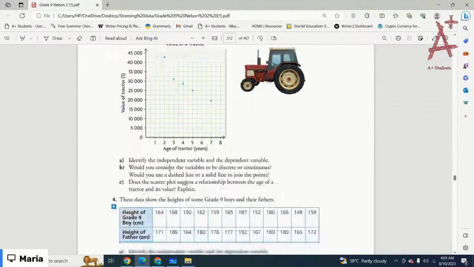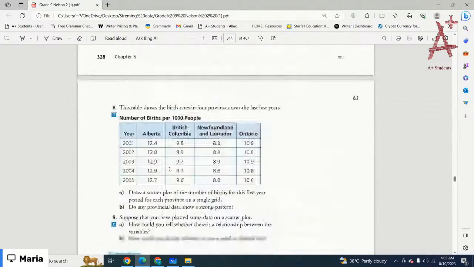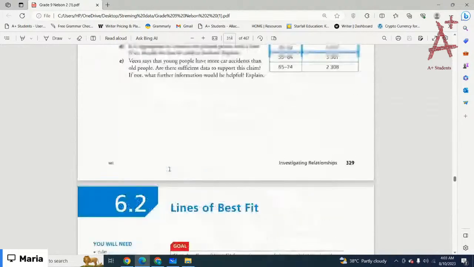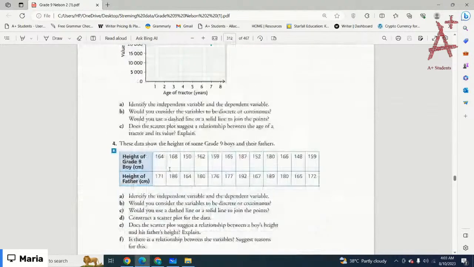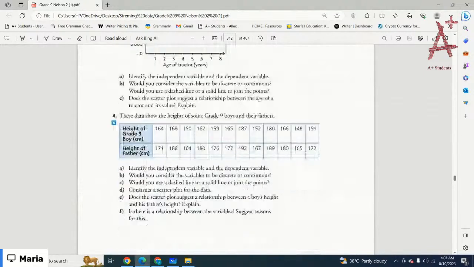Let's just start with the next question. Okay, we have so many. Let's just start with question number 4. The data show the height of some grade 9 boys and their fathers. Identify the independent variable and dependent variable. Would you consider the variables to be discrete or continuous? Would you use a dashed line or solid line to join the points? Construct a scatter plot for the data. Let's just look at A. Identify the independent and dependent variable.